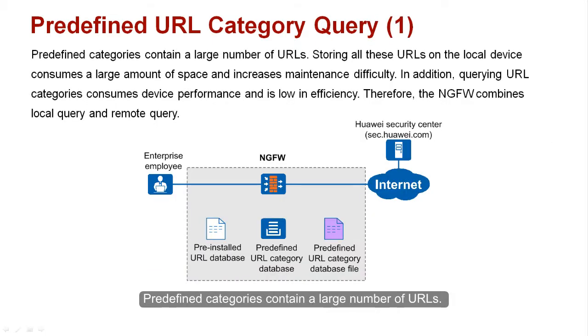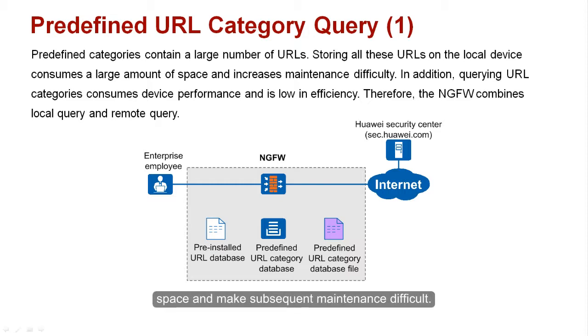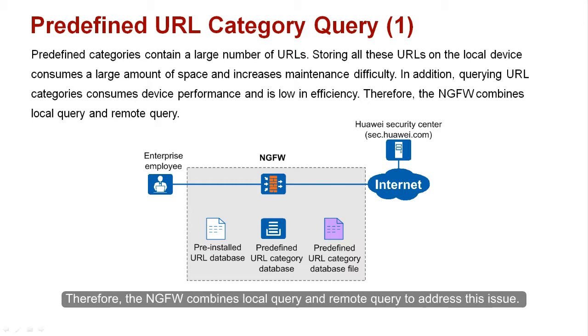Predefined categories contain a large number of URLs. Storing all these URLs on the local device will surely consume a large amount of space and make subsequent maintenance difficult. In addition, searching for a URL category from such a massive amount of information consumes device performance and is low in efficiency. Therefore, the USG6000 combines local query and remote query to address this issue.